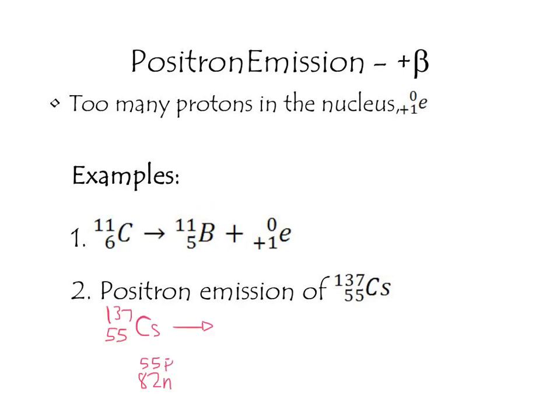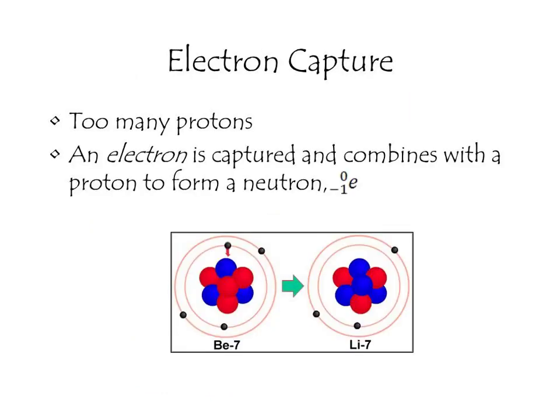It has 55 protons and 82 neutrons, and when it goes through positron emission, it loses a proton, and so it's now 54 protons, and gains a neutron, 83 neutrons. My atomic mass doesn't change, so I have 137, but now I have a new proton number, and so my element is xenon-137.